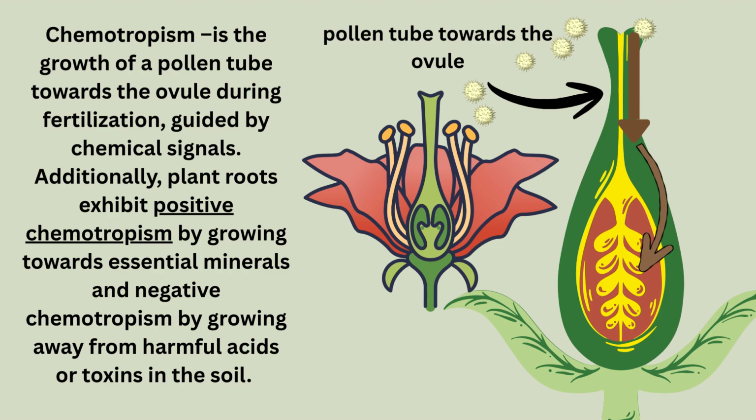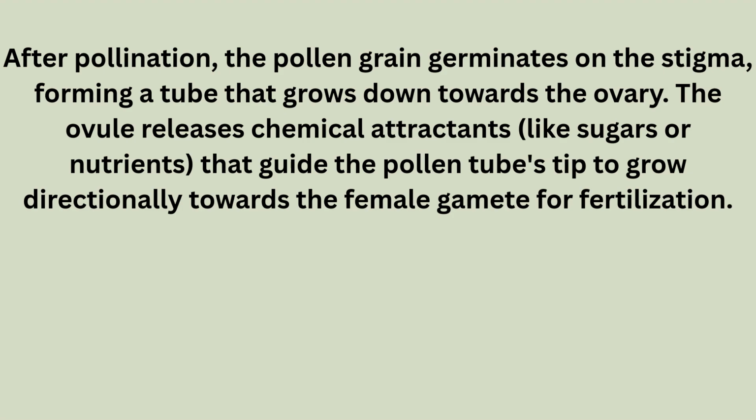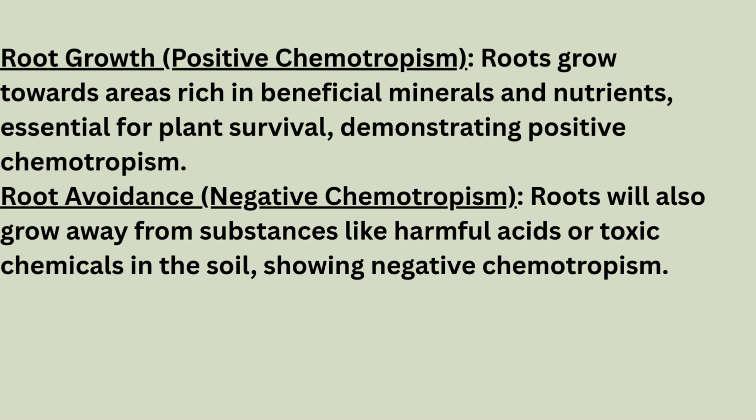Additionally, the plant roots exhibit positive chemotropism. After pollination, the pollen grain germinates on the stigma, forming a tube that grows down towards the ovary. The ovule releases chemical attractants like sugars or nutrients that guide the pollen tube's tip to grow directionally towards the female gamete for fertilization. This is how chemotropism works.